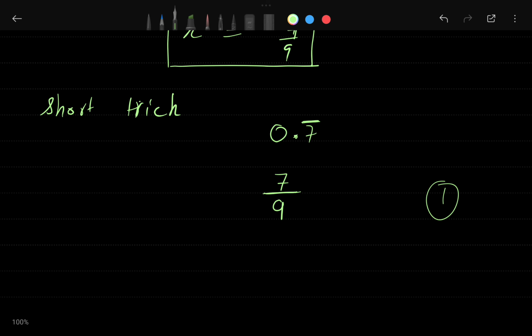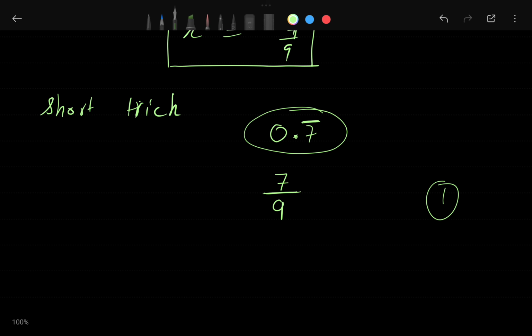And how many digits are there under the bar? That many nines are written in the denominator. So since there is only one digit under the bar, I will write 1 nine in the denominator, and this is how you write the p by q form of a pure recurring, or you can say pure repeating, decimal number in the short trick. Okay, so this was the short trick of doing it.